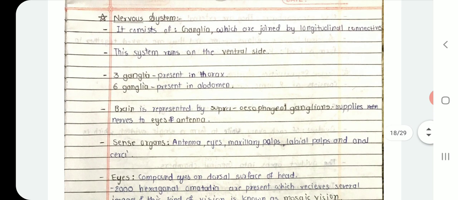Next is the nervous system. The nervous system of cockroach consists of ganglia. Ganglia are what? They are bunches of nerve cells, right? The exact developed brain is not present in the cockroach. For this reason, there are several bunches of nerves which are present, and those are known as the ganglia. The nervous system of cockroach consists of ganglia, and they are joined by longitudinal connectives, right? So that means they are longitudinally connected with the different ganglia.